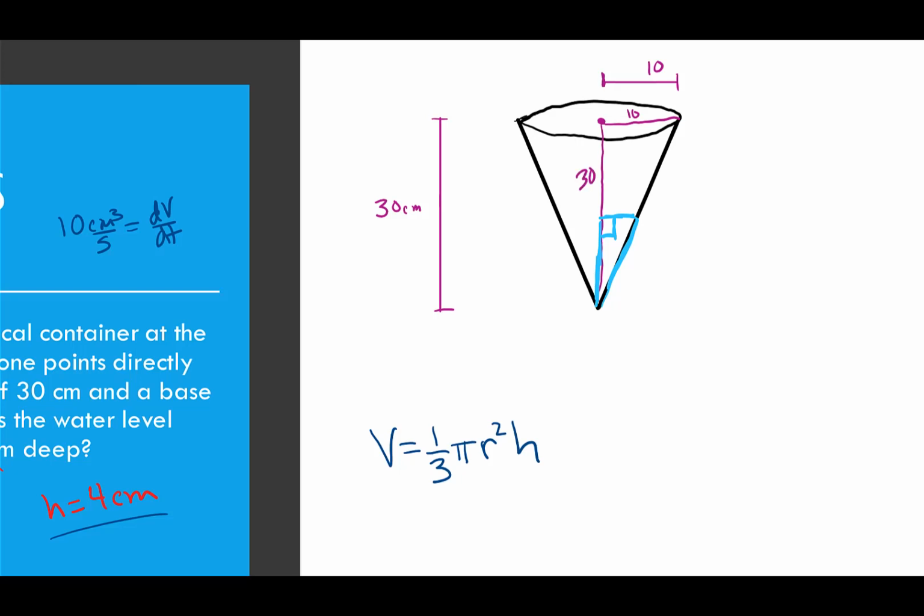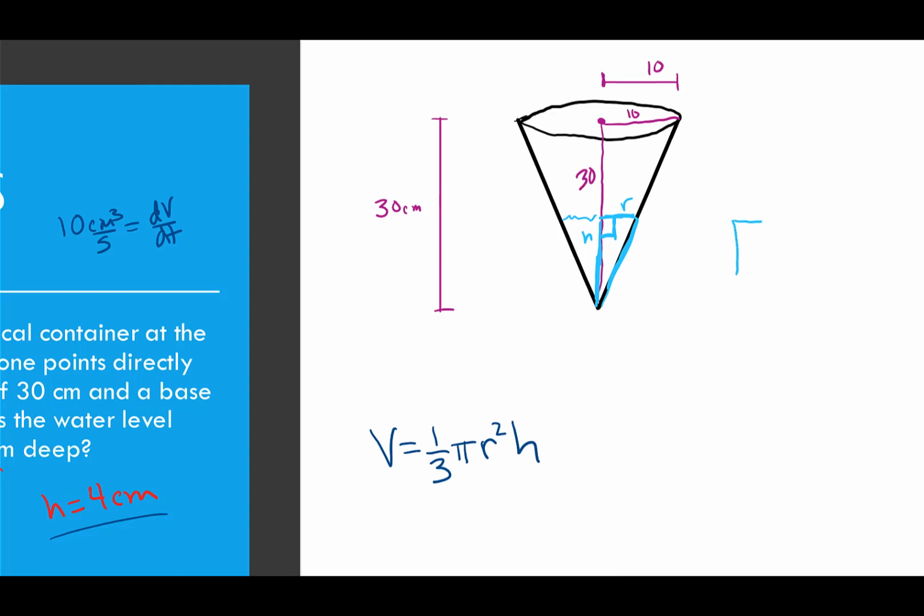It's always going to be 30. But what can change is our radius and our height. These, as we move up, we have the water in it. Those change. Not the 30, not the 10. So let's set up the idea of similar triangles.